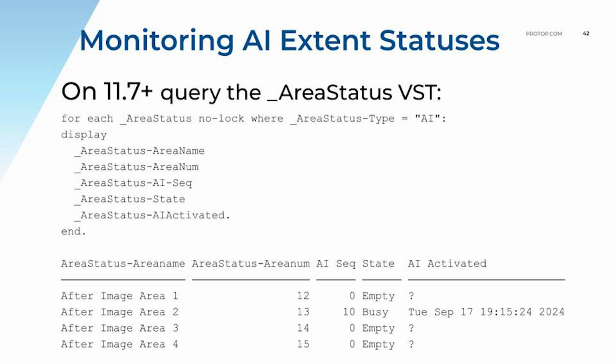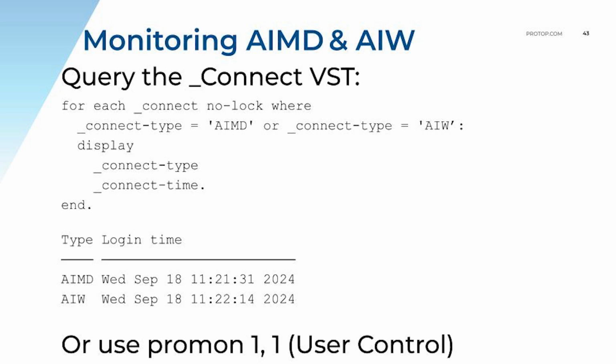So that looks good. If you want to monitor for whether the AIMD and the AIW are running, you can do that programmatically, because these are database connected processes. Therefore, they have a record in the _connect VST, like all database processes do. So this is a simple query that will look for the connect type, AIMD or AIW, and just show that you've got these 2 connected. You could also look at Promon11, which is exactly the same data, just without the query.